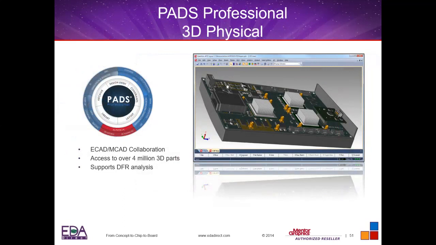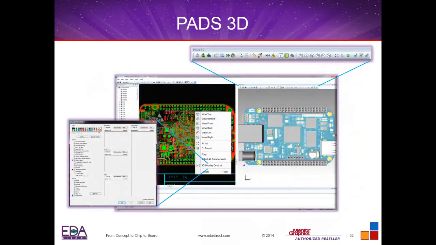And then there's 3D capabilities that come with it. Really like that 3D has been added to the PCB world. You've got access to over 4 million STEP models that are available to you in the ECAD world. We support DFR analysis as well. When you're in your design and you move it into the 3D world, your screen's going to split into two. You're going to have two views on one screen. You'll have your 2D view on your left. You'll have your 3D view on your right.